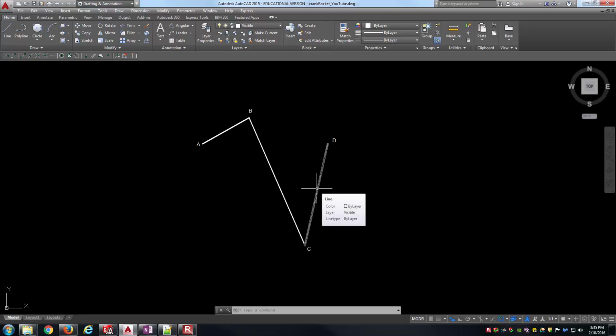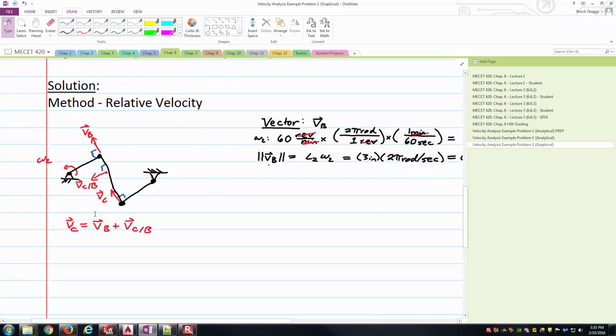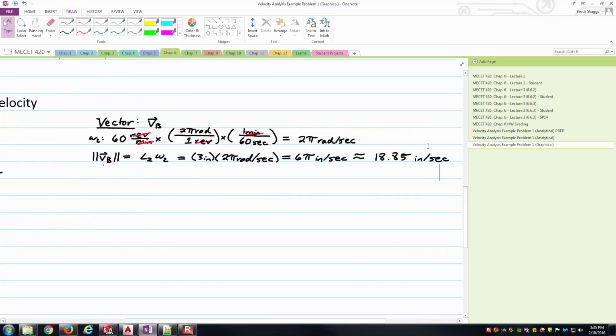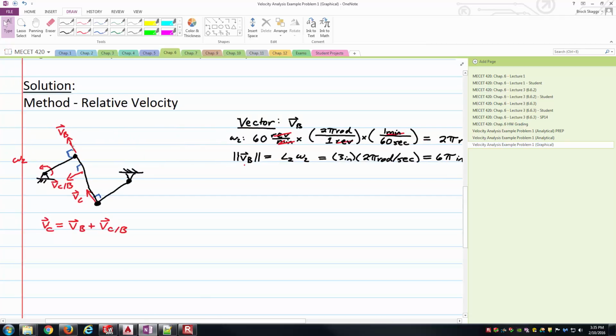And so now I need to start thinking of the vector equation. This vector equation, the velocity of C is equal to velocity of B plus C relative to B. And so the one vector I know everything about is the velocity of B. I know that it's 18.5 inches per second for the magnitude, so that would be the length of our line. And also we know the direction. The direction has to be perpendicular to the line representing the crank.